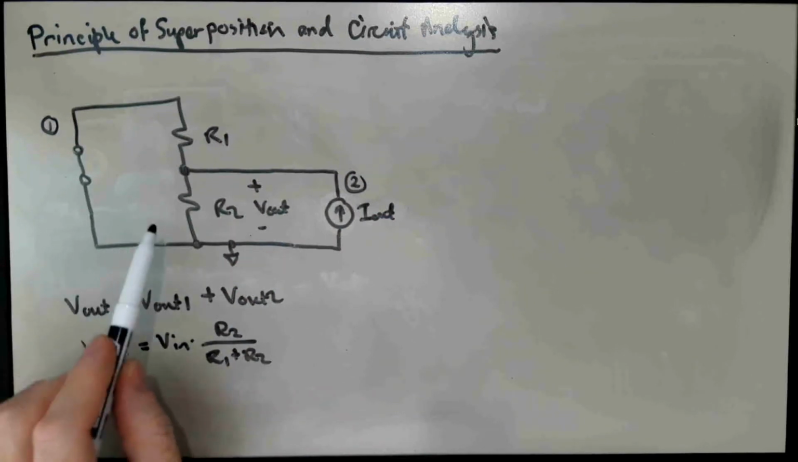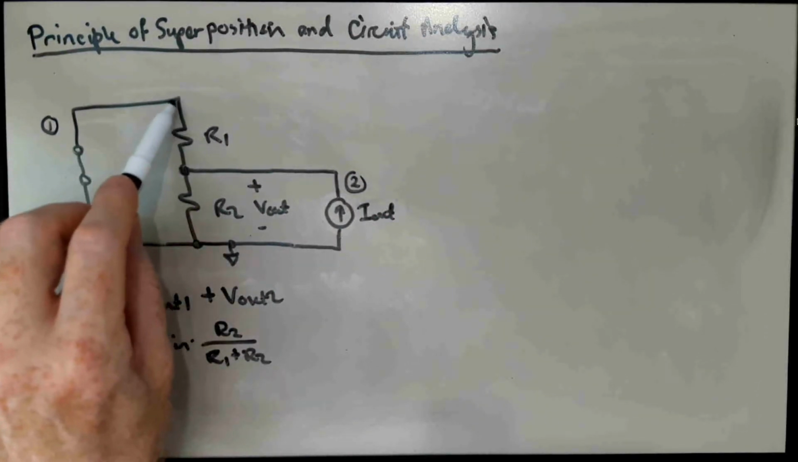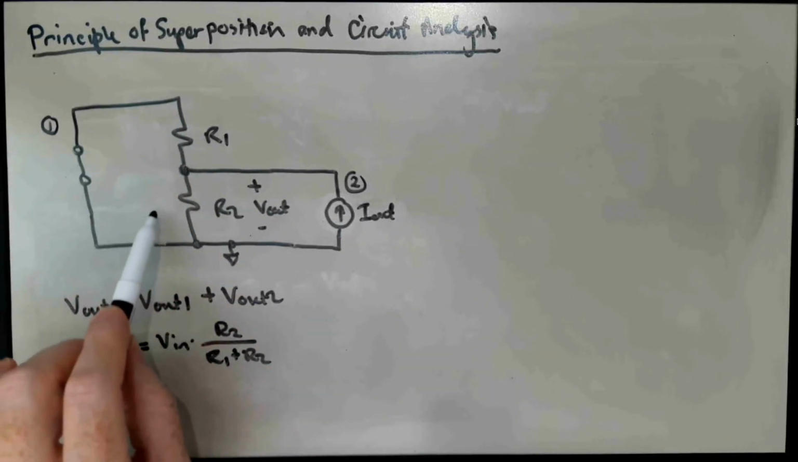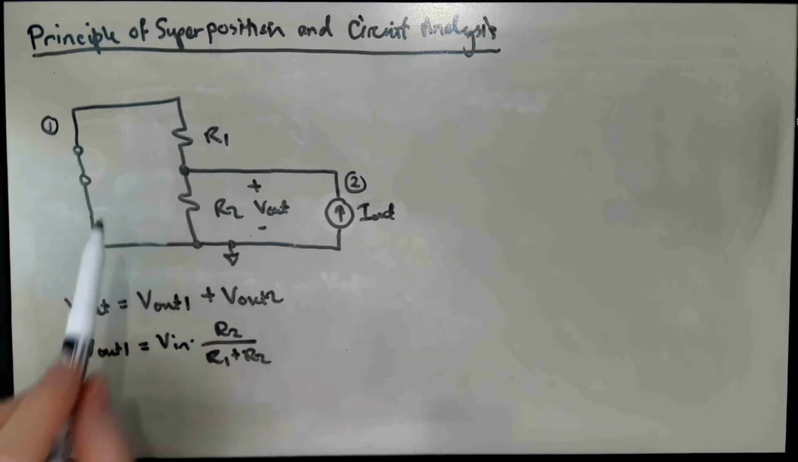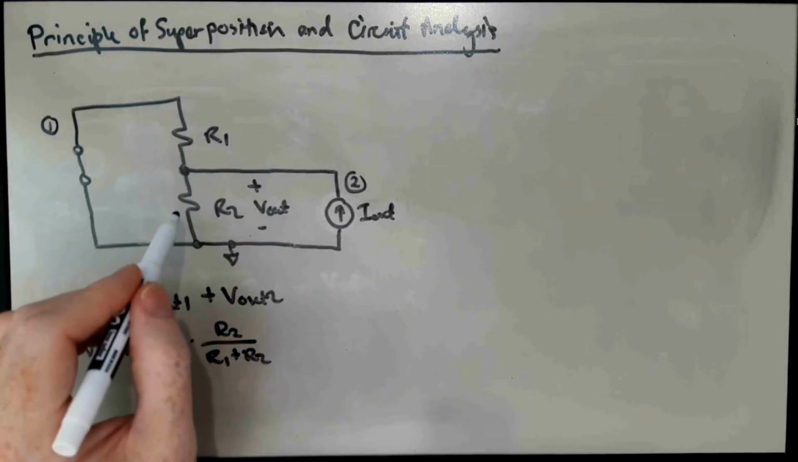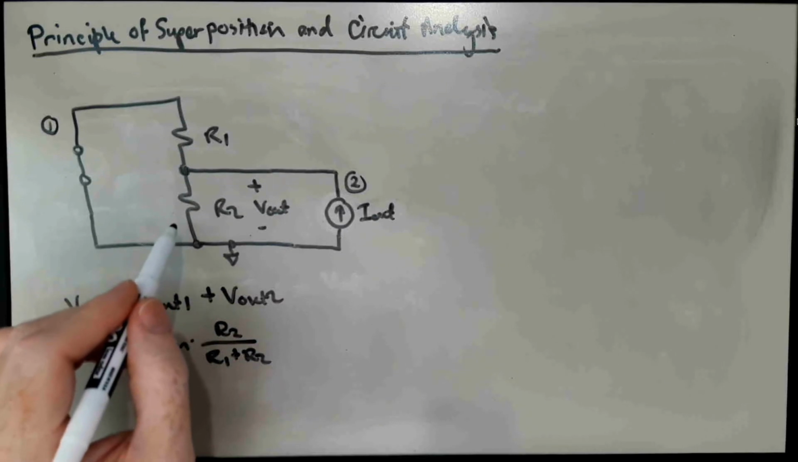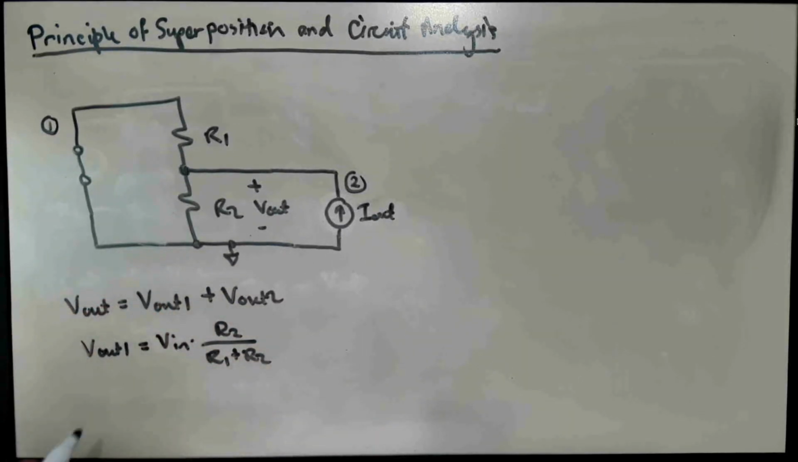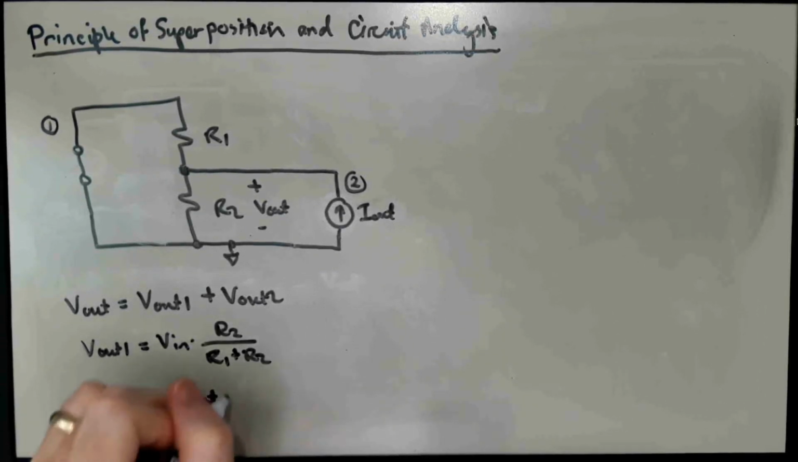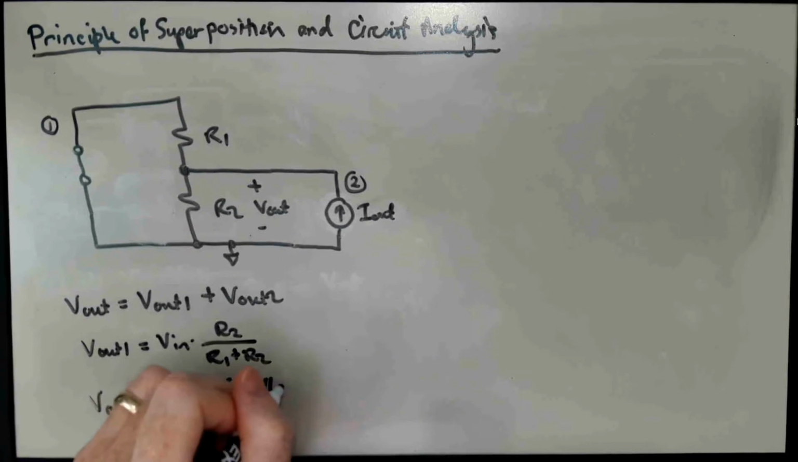And if we were to redraw this, we might take this end of R1 and just move it around here and flip R1 around, and we would see that R1 and R2 are actually, in fact, in parallel. And we can collapse those two resistors into a single equivalent resistor whose value is R1 parallel R2. And so V out 2 is just given by Ohm's law as I out times that equivalent resistance, I out times R1 parallel R2.